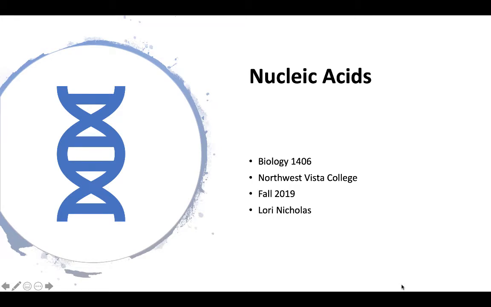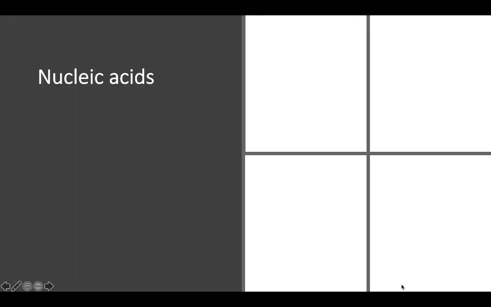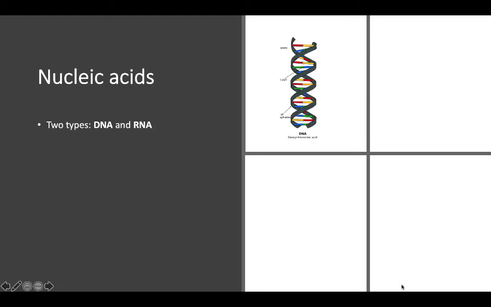This lecture covers nucleic acids. So nucleic acids are the fourth macromolecule that we're going to look at. We've covered carbohydrates, lipids, and proteins before this. There are two types of nucleic acids, DNA and RNA. And the monomers of nucleic acids are called nucleotides.